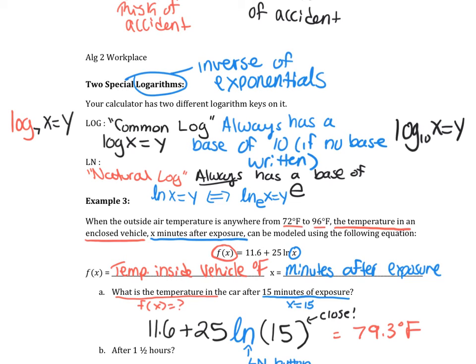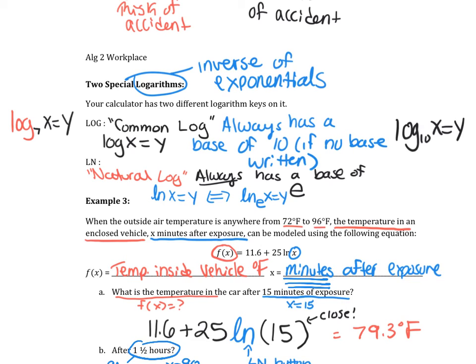Then letter B, we want to know after 1.5 hours. Now we have to be careful here because we said that x is minutes after exposure, which means any number we plug into our equation has to be in terms of minutes. But right now the question is asking us in terms of hours. So if I have 1.5 hours, how many minutes is that? 90. So you'd have x equals 90.